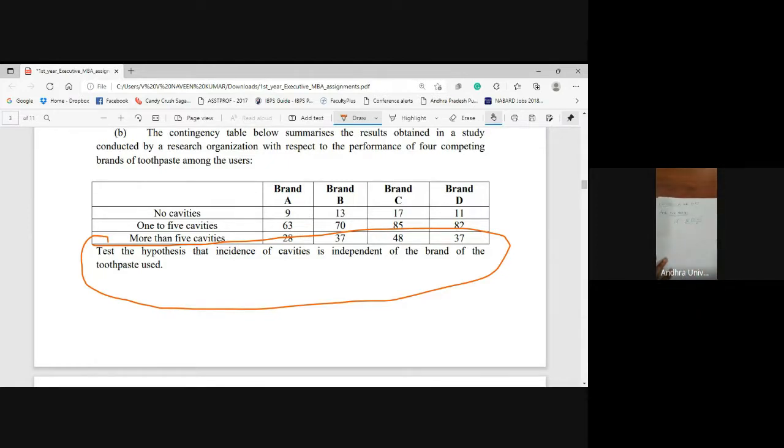Here O is equal to observed frequencies. Observed frequencies are the given frequencies which are given in the question. You see, in the question he gave values like 9, 13, 17, 11. They are called as O, observed frequencies. E means expected frequencies.